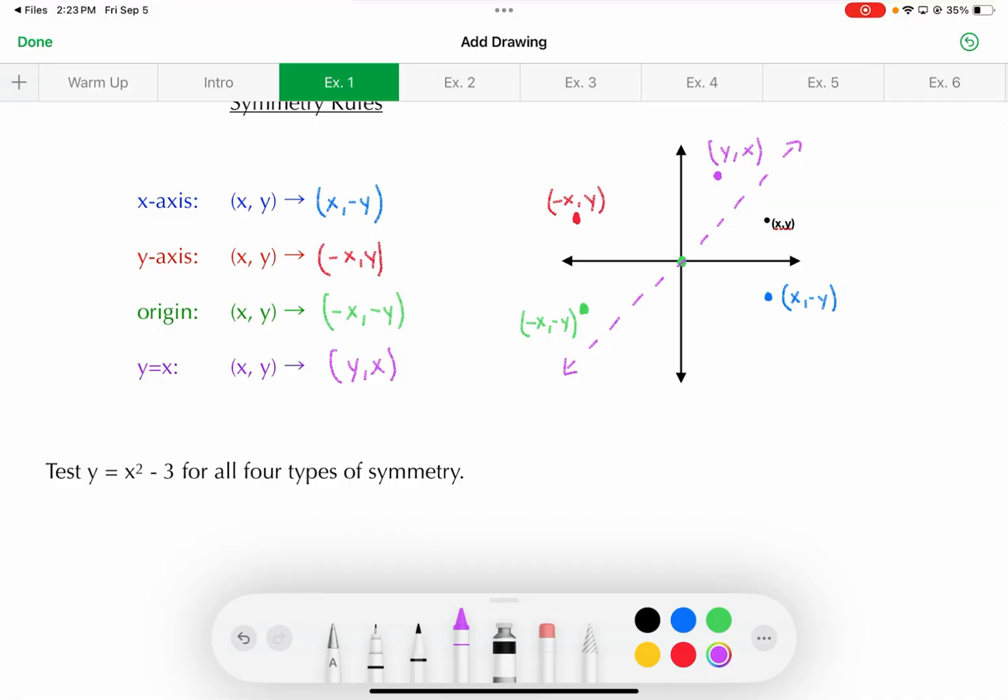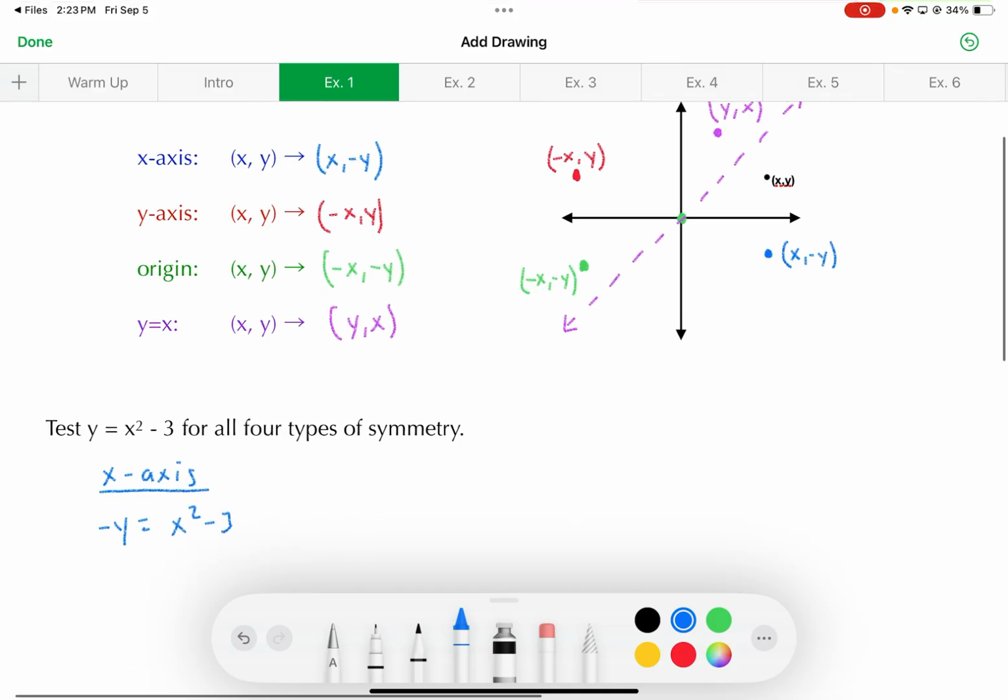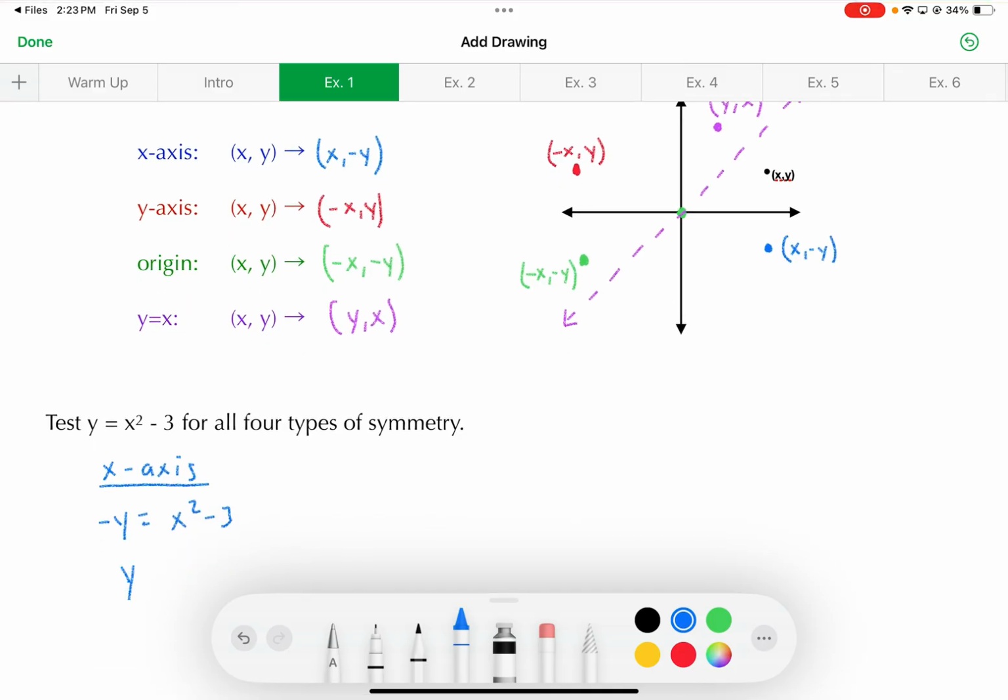Okay, so let's test the equation y equals x squared minus 3 for all 4 types of symmetry. And again, let's color code these. If I want to test for the x-axis, I know the point x, y should turn into x, negative y, right? So in this original equation, I'm going to replace the y with a negative y and simplify it to see if the result is the same as the original. Okay? Well, in this case, that's not going to happen.